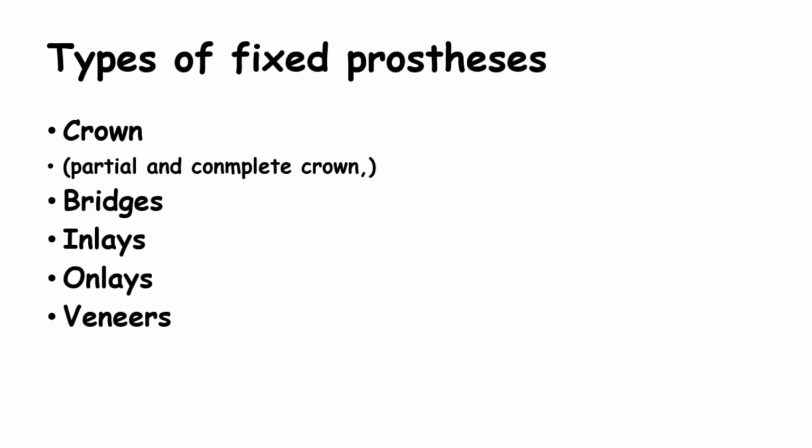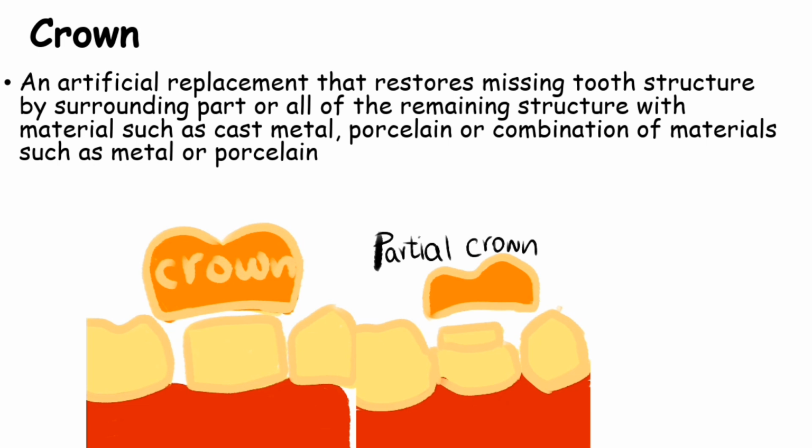Now we will talk about the types of fixed prosthesis. These are crowns, and there are two types of crown: partial crown and complete crown. The other one is bridges. There is also a classification of bridges, which we will talk about later in the video. Then there are inlays, onlays, and veneers. First we will talk about the crown.